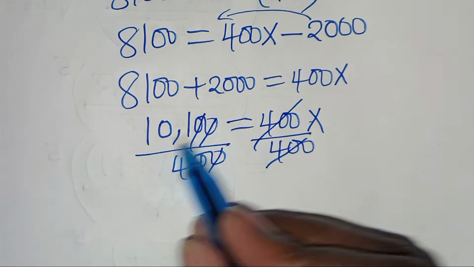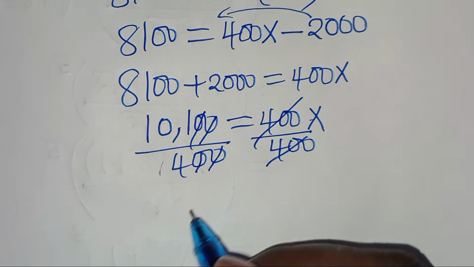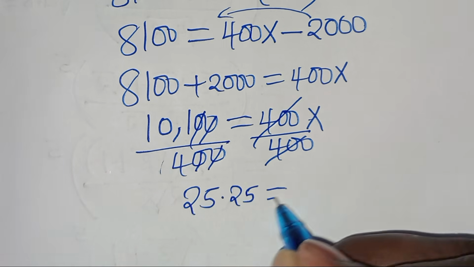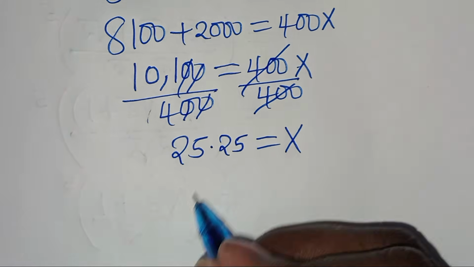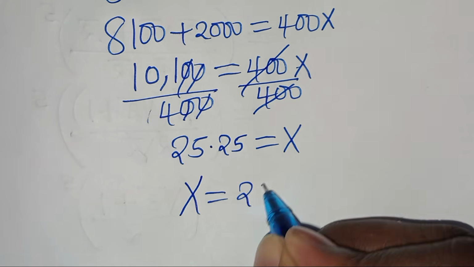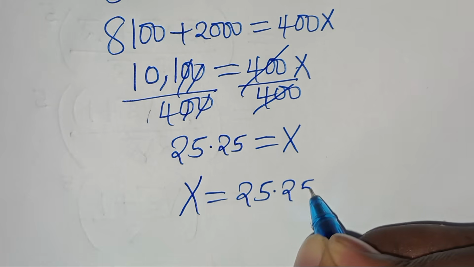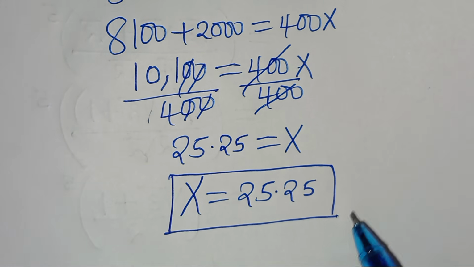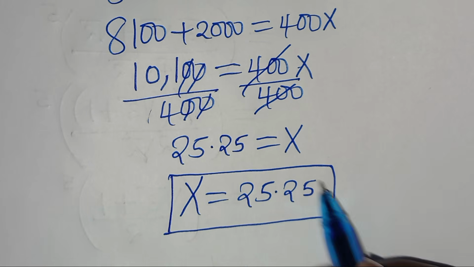Here we have 101 divided by 4, and this is equal to 25.25. This is the value of x. So the value of x is 25.25. So applying both method 1 and method 2, the value of x is 25.25.